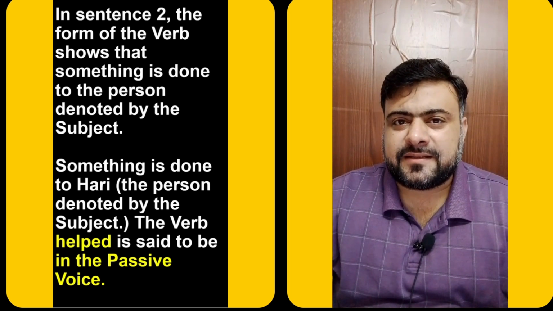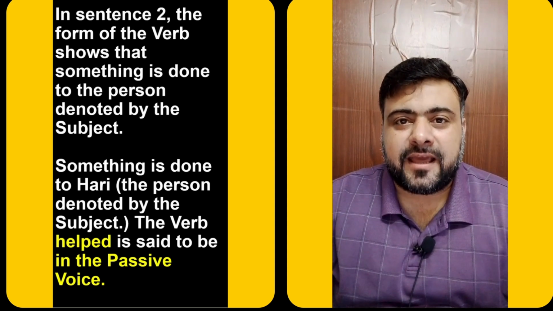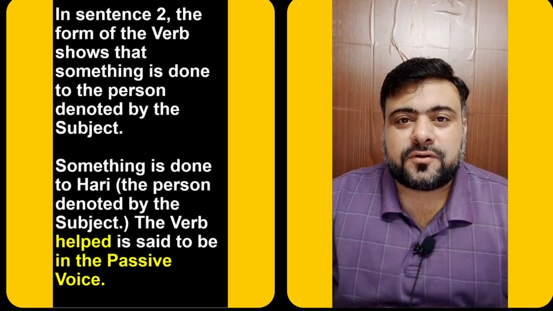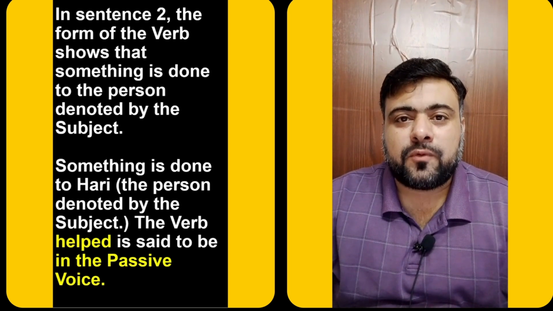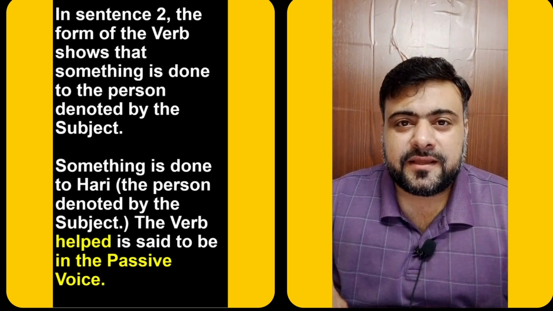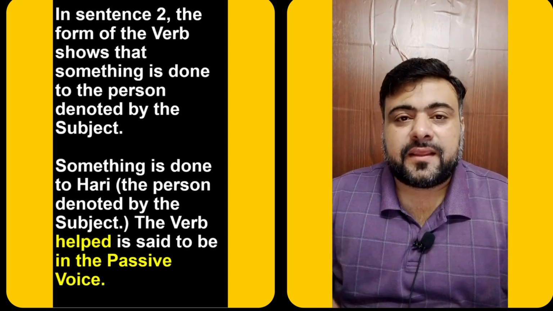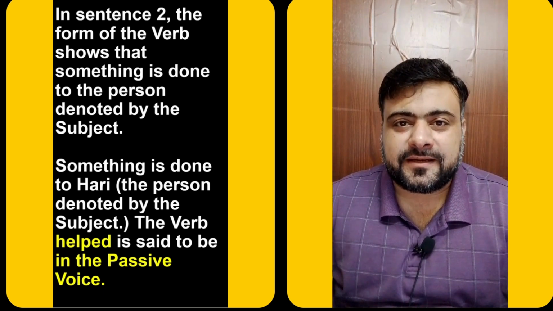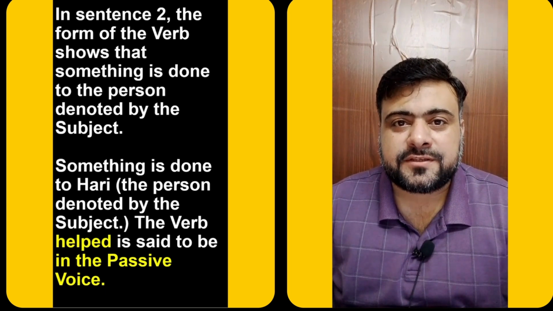In the second sentence, the subject is Hari and he is not doing the action shown in the sentence. He is not doing the action of helping. It is being done by Rama, which is now in this sentence the object. So, a verb so used in which the subject is not doing the action of the sentence is said to be used in the passive voice.